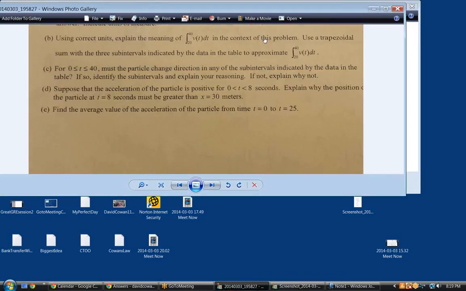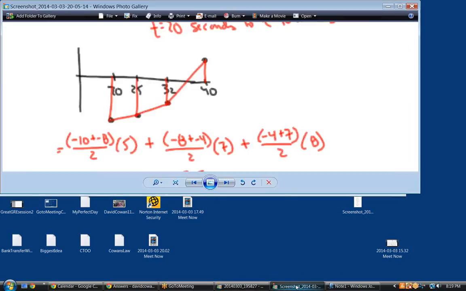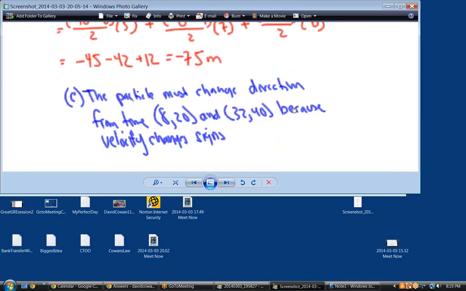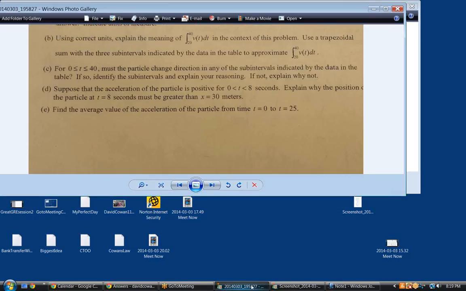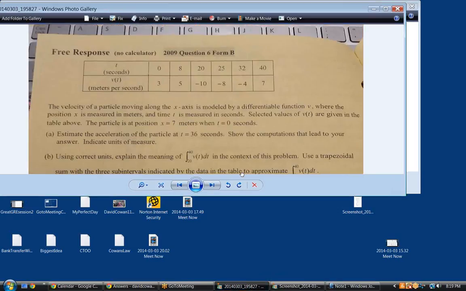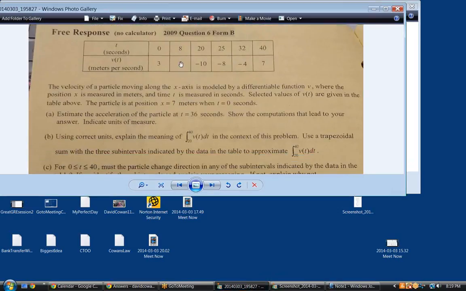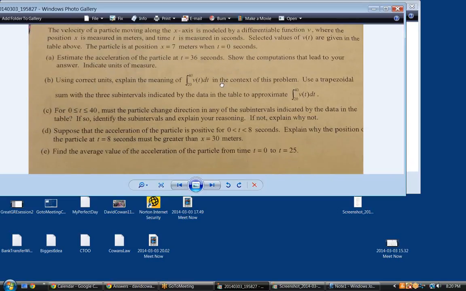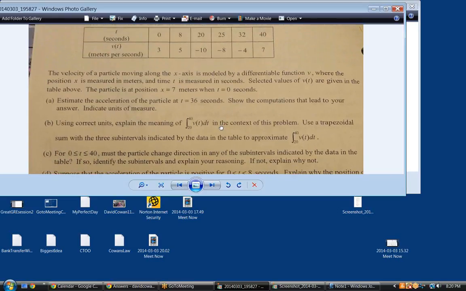The rest of that question says, let's see. Okay, so we answered C. What does she say for C? Particle must change direction. Oh, between 8 and 20, did I miss? Oh yeah, I'm sorry. Between 8 and 20, it went from positive to negative also. But that wasn't one of her 3 intervals. I thought her question meant in the 3 intervals you used to do the trapezoids, does it change direction? Oh no, she says from 0 to 40.